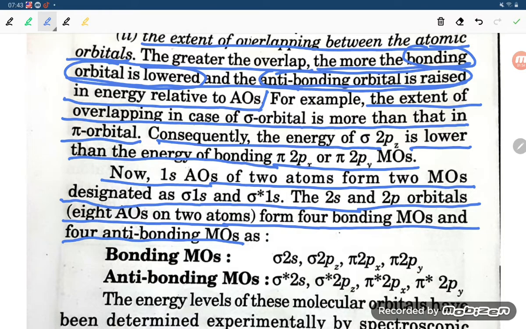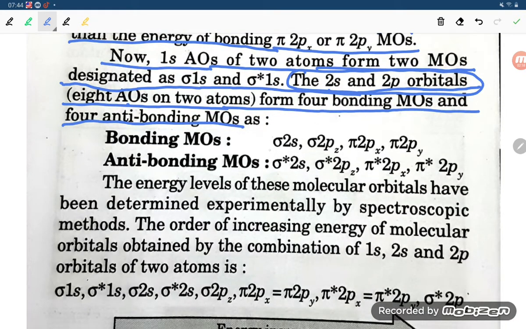So whether it is 1s or 2s, they are combining. Here they are saying, students, that the 2s and 2p orbitals, 8 atomic orbitals on the two atoms, form 4 bonding and 4 anti-bonding molecular orbitals. The bonding molecular orbitals are sigma 2s, sigma 2pz, pi 2px, pi 2py. The anti-bonding ones are sigma star 2s, sigma star 2pz, pi star 2px, pi star 2py.